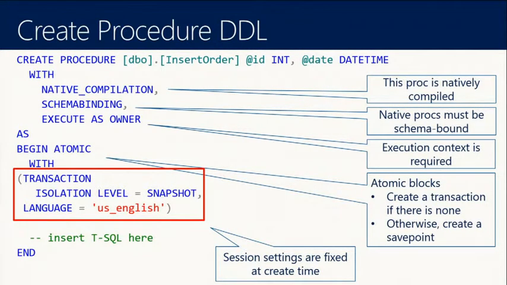Now the user can specify a number of session settings as part of the atomic block, and actually there are two settings that are required. Transaction isolation level and language are required. And for a number of other session settings, such as ANSI nulls and ANSI padding, we pick a default for you. Like ANSI nulls are always on, ANSI padding always off.